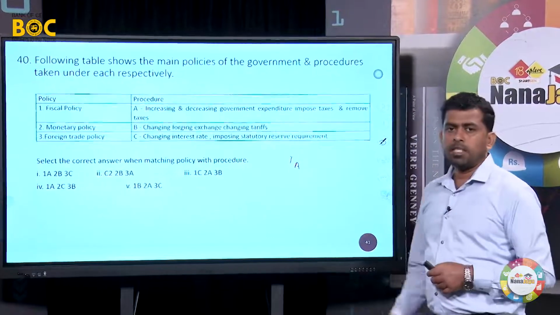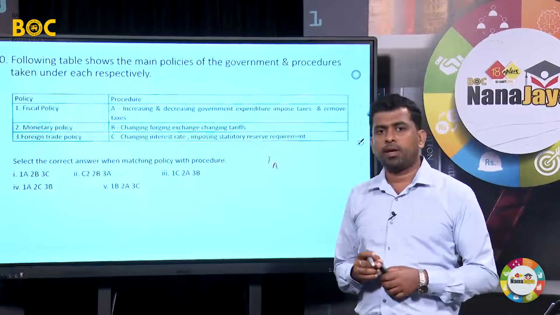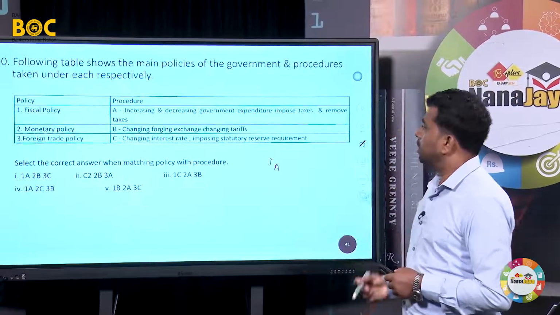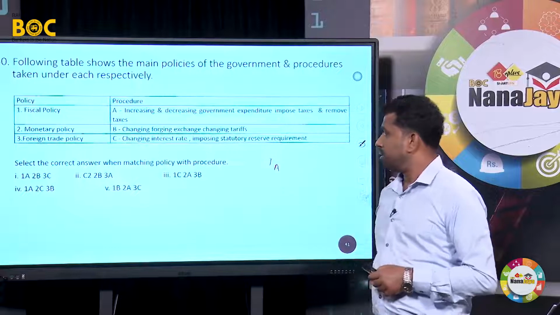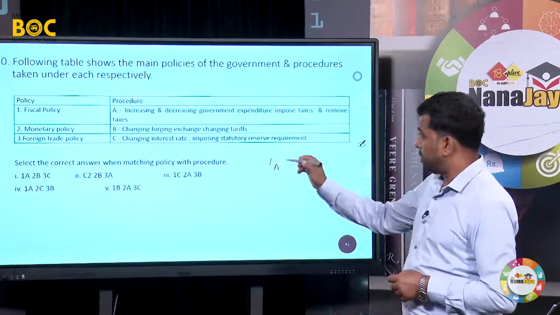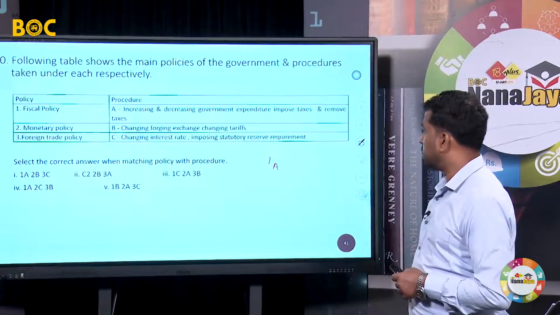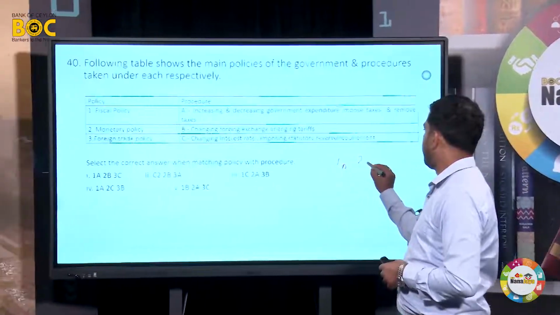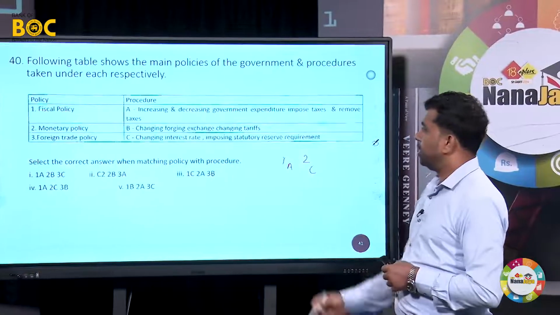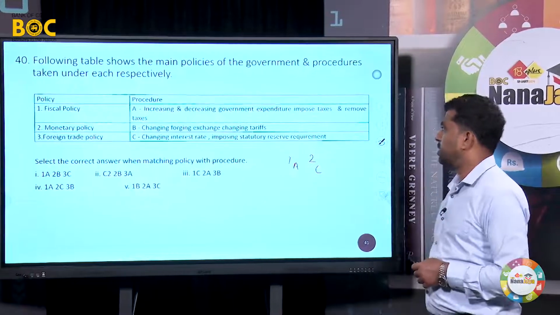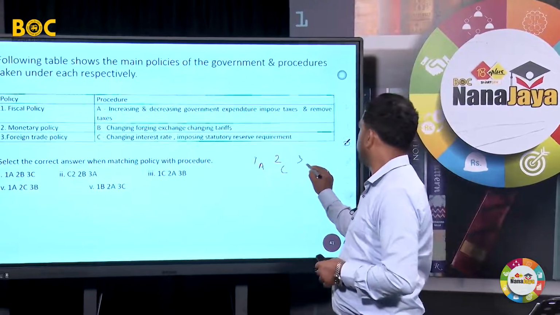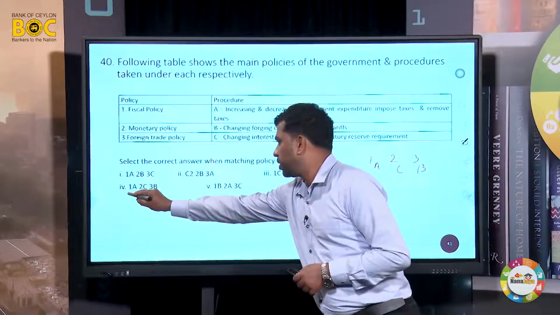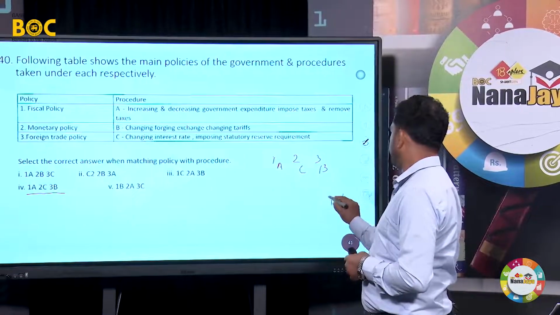Monetary policy. This policy is maintained by the CBSL, Central Bank of Sri Lanka, to control the money supply of the country. And there are some monetary policy instruments given through the C: change in interest rate, imposing statutory reserve requirement. These are monetary policy instruments. Foreign trade policy: change in foreign exchange, change in tariff. ACB. ACB is the 4th option.